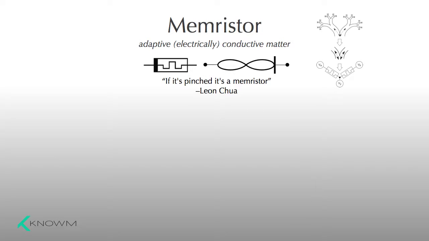So this guy, Leon Chua, back in '71, I think, he's the first one to mathematically postulate that there's this new fundamental device that should exist called a memristor. And he said famously, if it's pinched, it's a memristor. So what does that mean?